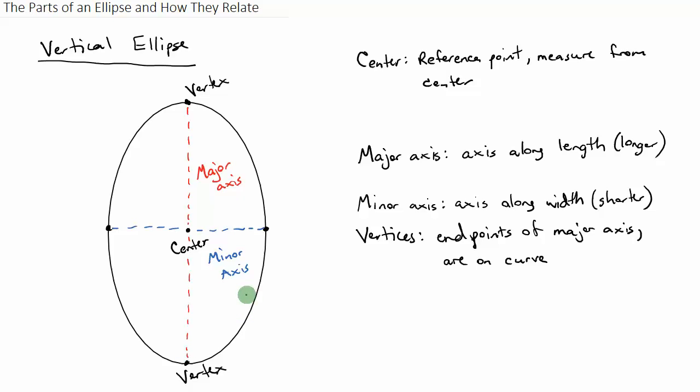Okay? Then we have these 2 points over here. They're not really too special, so we call them the endpoints of the minor axis. So this one over here is an endpoint of the minor axis, and so is this one over here, endpoint of minor axis. And those are self-explanatory.